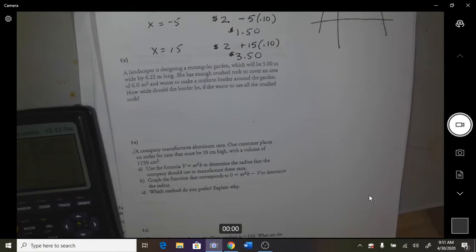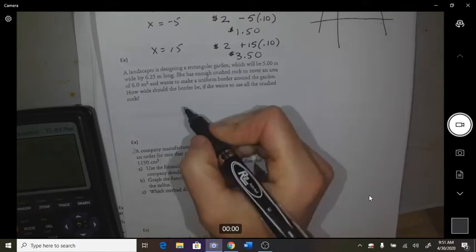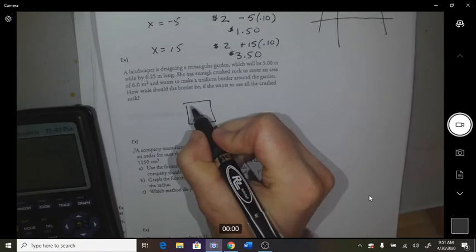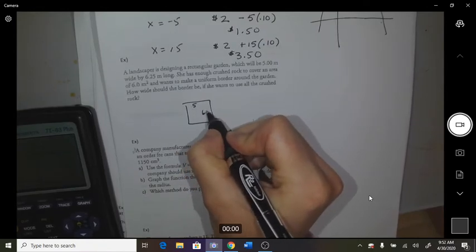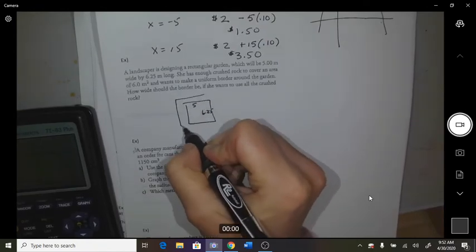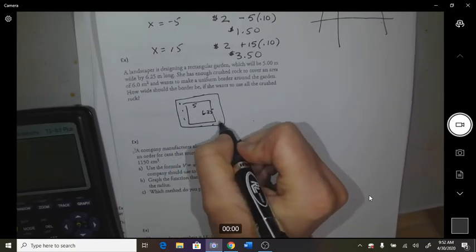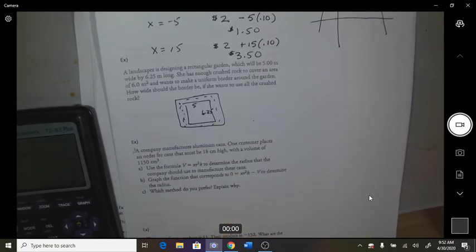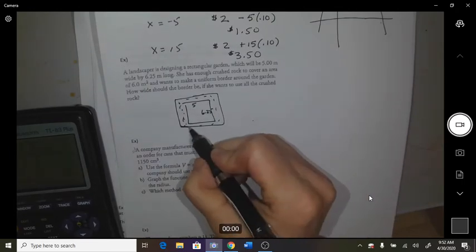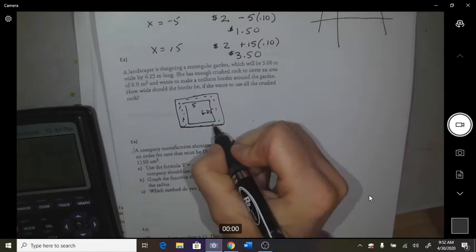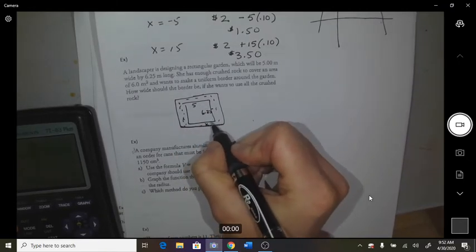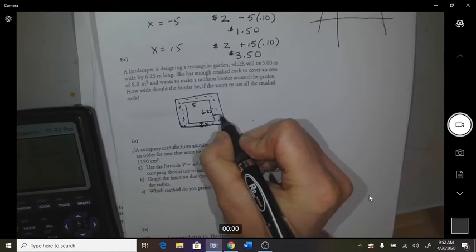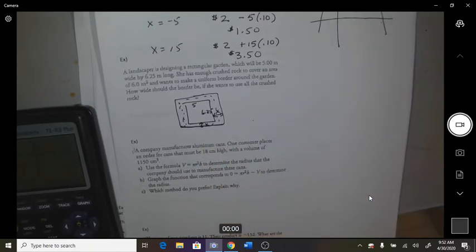Okay, rectangular garden, we know the dimensions, and then there's going to be crushed rock around it. So there's the garden, and then there's the crushed rock. Okay, so we don't know the dimensions of this, it's a uniform border, so this is going to be x wide, and so is this, because it's a uniform border.